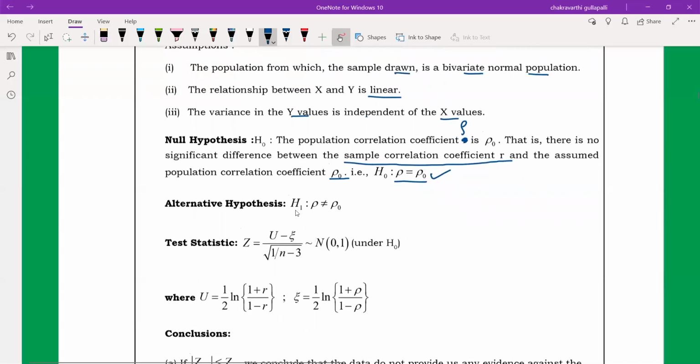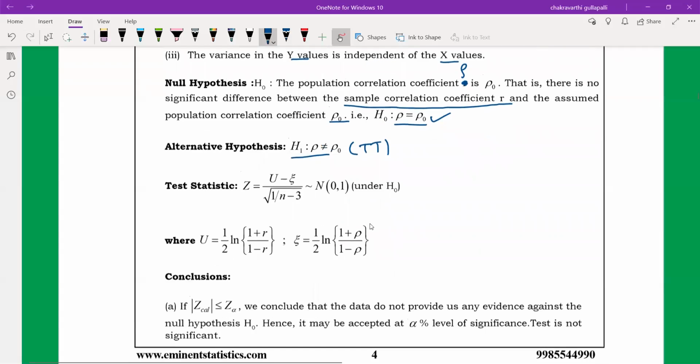Alternative hypothesis: rho not equal to rho naught. This is a straightforward two-tail test. No need to take a one-tail test in this case. Now use Z transformation. For this case, use Z transformation.